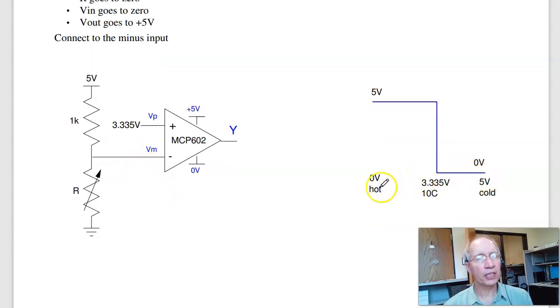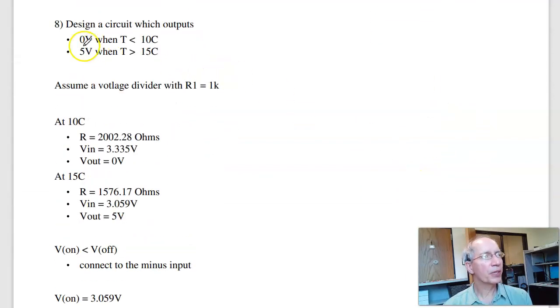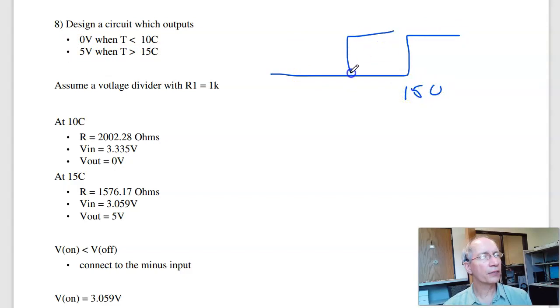So here's what it looks like. When the voltage is high, it's really, really cold. When the voltage is low, it's really, really hot. 5 volts when it's hot. Switching at 10 degrees Celsius. That's a comparator. A Schmitt trigger is where I want the on and off temperature to be different. So I want to turn on at 15 Celsius. I want to turn off at 10 Celsius. Come up with a circuit that does that.